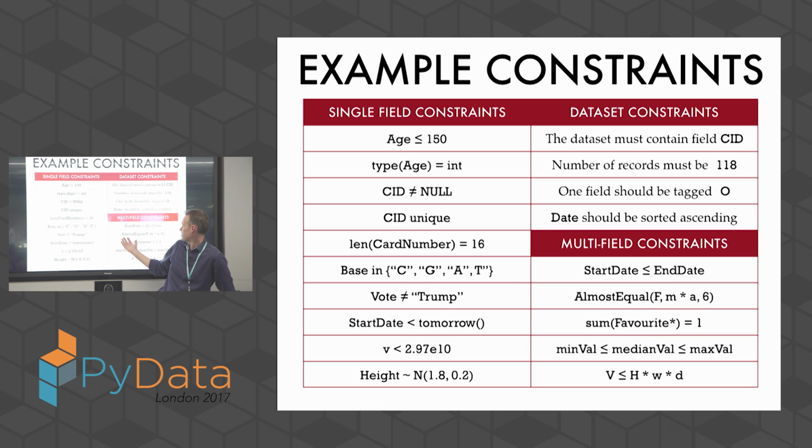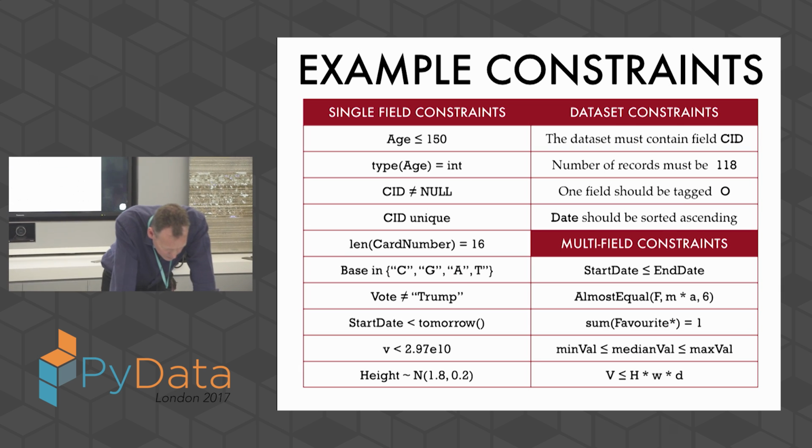And there might also be multi-field constraints. So if we've got a start date and an end date, maybe the start date is not supposed to be later than the end date. That would be quite a sensible thing. Maybe if we have things representing force and mass and acceleration, and we believe Newton knew what he was talking about, then pretty much F ought to equal ma, since that's a universal law outside the quantum and relativistic scopes. Lots and lots and lots of stuff like this that we could write down.